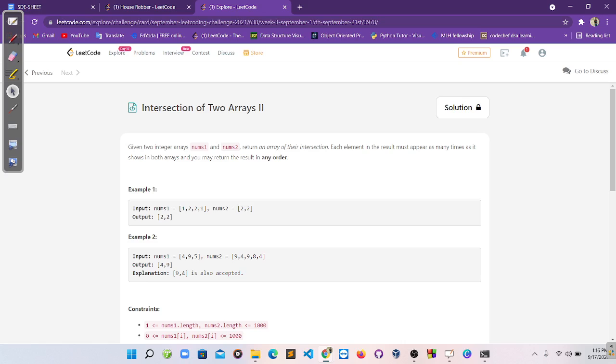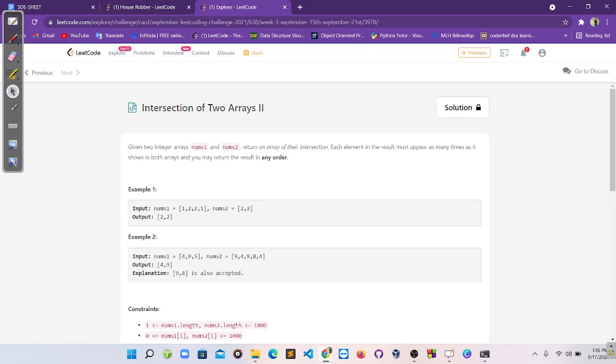So what do we mean by intersection? Intersection means the common elements which are present in both nums1 and nums2. You can see 2 2 is common in both arrays. That's why our answer is 2 2. How can we solve this problem?